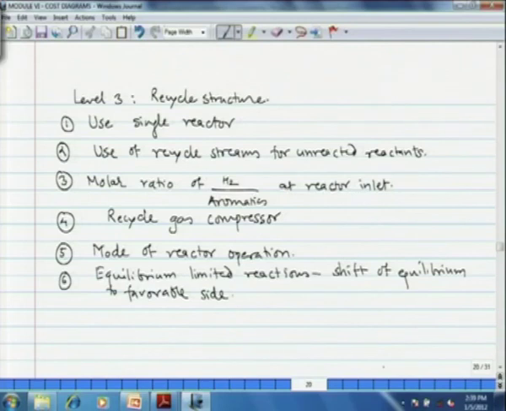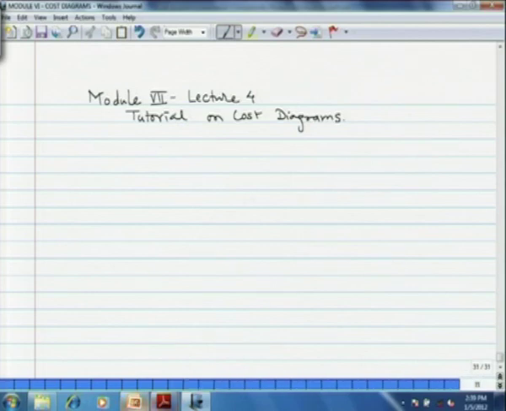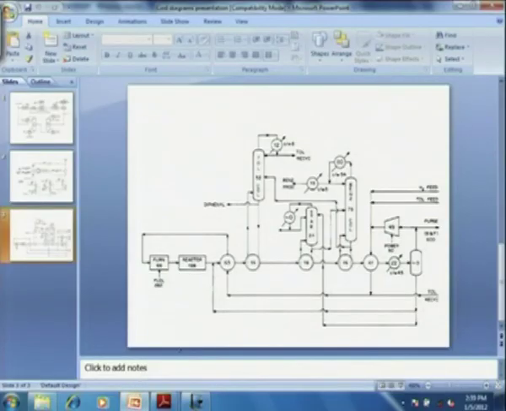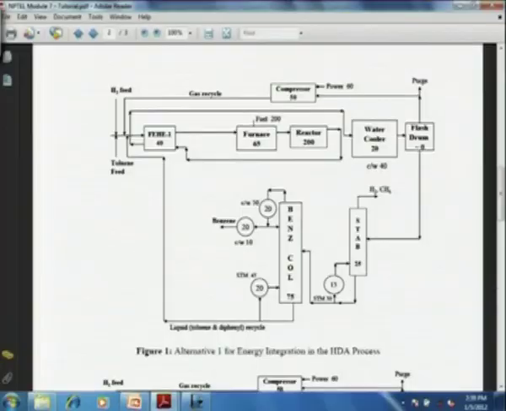Now, in this lecture, we shall see various energy integrated options of the hydrodealkylation process. What we saw in the previous lecture was just one option, the one you see on the screen now, but there could be many alternatives. Today we shall analyze the cost diagrams of these energy alternatives, and moreover we shall also prepare a cost allocation diagram for one of these alternatives. So, let us see the first problem, the problem of preparing the cost diagram for different energy alternatives.